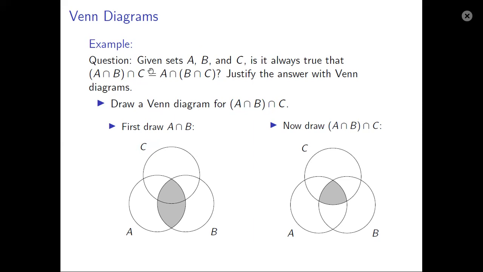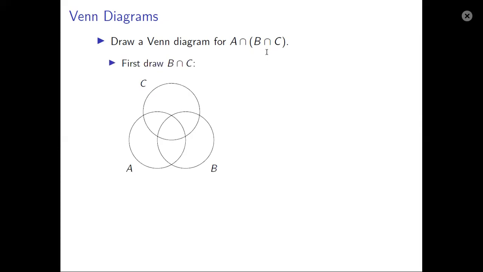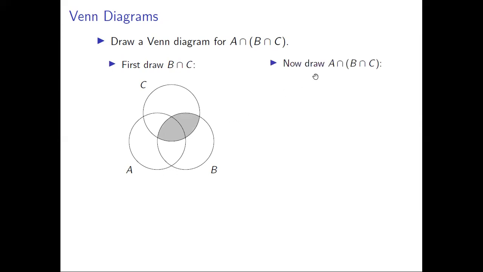Okay, so now we drew the Venn diagram for this. Now we have to do this. Okay, so that's the next slide. Draw a Venn diagram for A intersected with the intersection of B and C. So once again, we're going to do this in 2 steps. We're first going to draw B intersected with C, which is this. And then we need to find the intersection of A with B intersected with C. So if we take a look at this shaded area, which part does A intersect with? See, it's just the middle area.